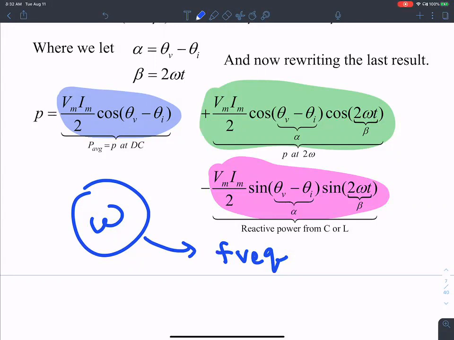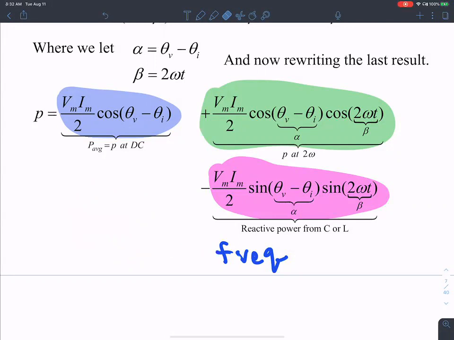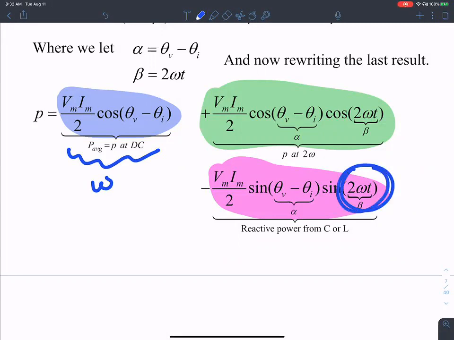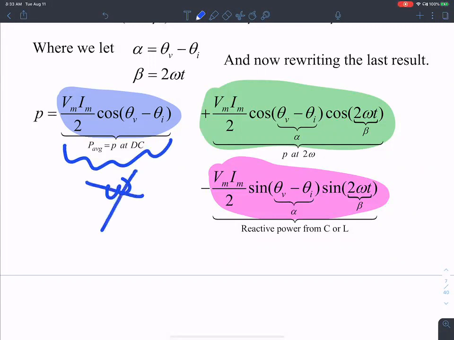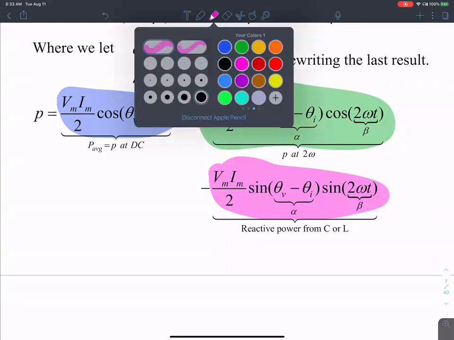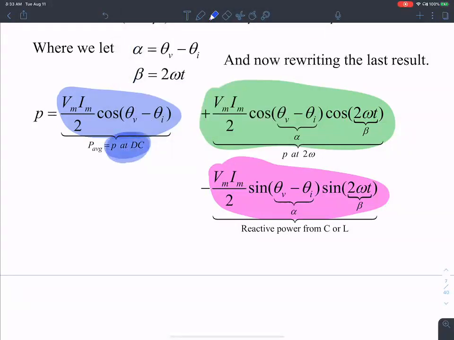Okay, so which of these terms is independent of the frequency? Is it the first term? It's the first term. Correct. And why is that? Because there is no omega term in here. The second term has an omega component, so it's dependent on frequency. The third term has an omega component. It's dependent on frequency. Omega is the frequency, right? But the first term is independent of omega. There's no omega term, and therefore the first term is independent of frequency. It's called DC power, average power, power at DC.